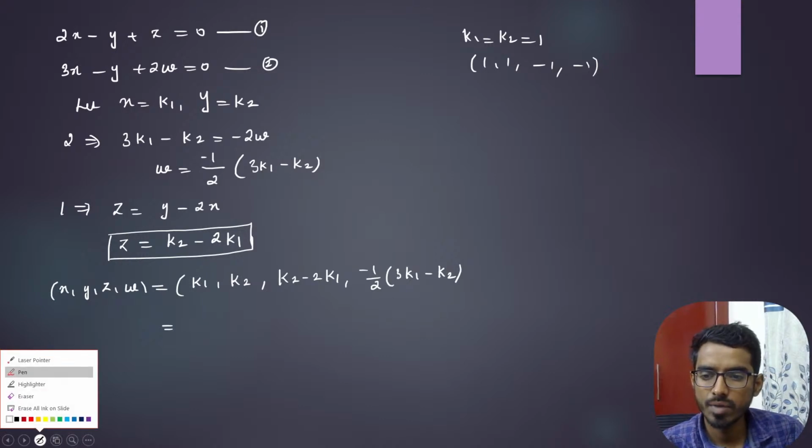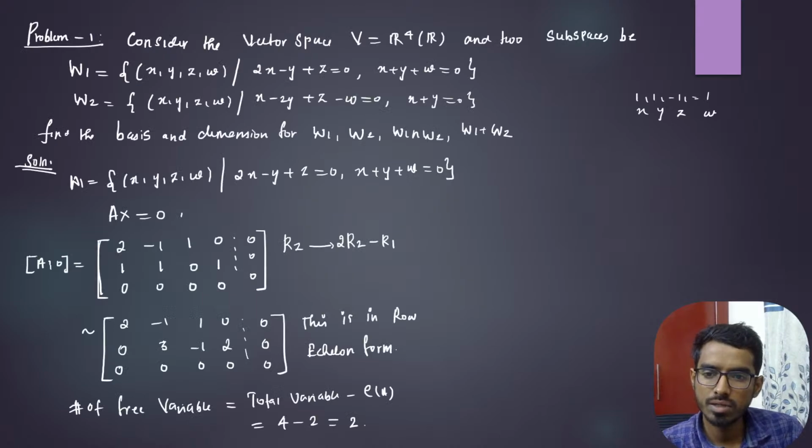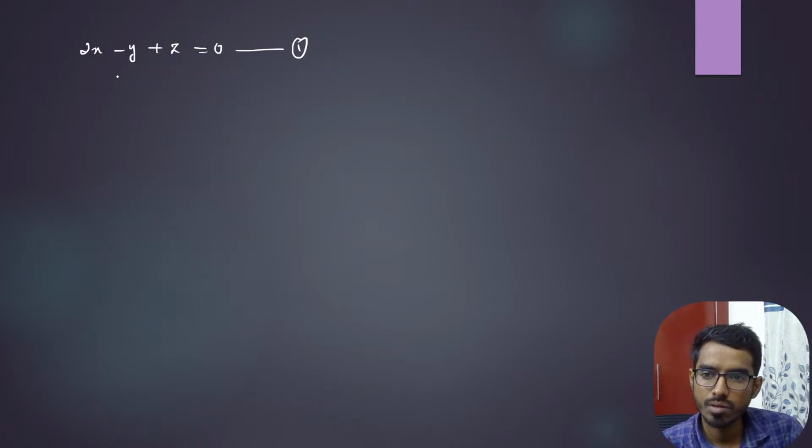Okay, I think here I made a mistake, right? See, we have the equations 2x minus y plus z equal to 0. And then this is y, z, w: 3y minus z plus 2w is equal to 0. Right?